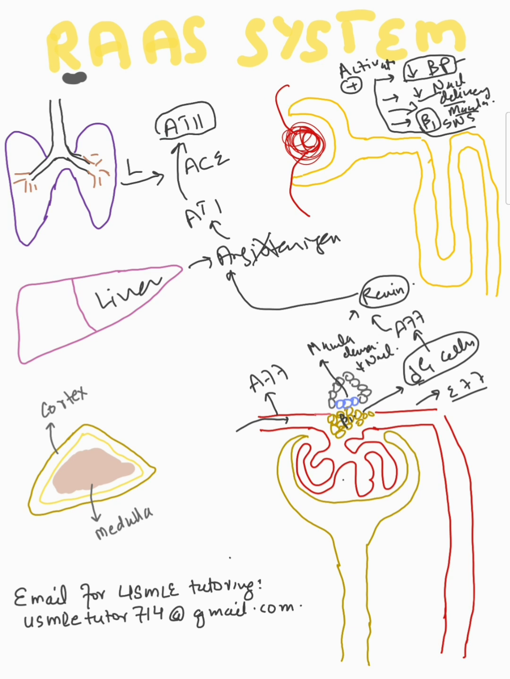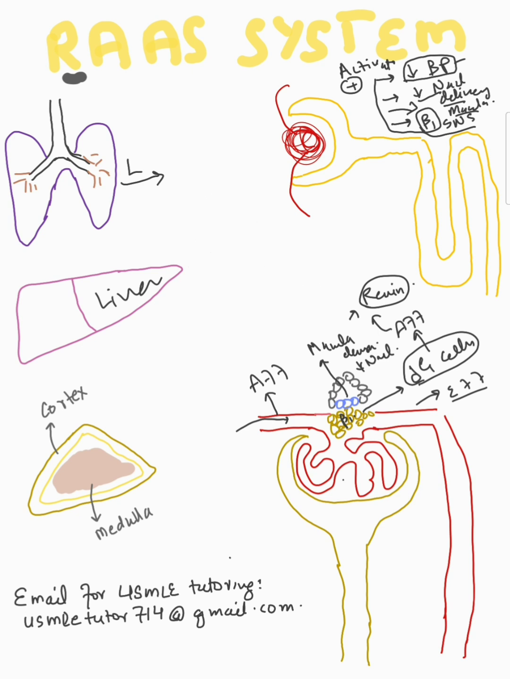Now, let me erase this and talk about what the RAAS system is going to do. So you need to know all of the mechanisms: how renin leads to angiotensinogen, where angiotensinogen comes from, then how angiotensin 2 forms, where angiotensin 2 comes from, and how it is formed, and it's in the lungs. The ACE enzyme, the angiotensin converting enzyme, is in the lung. You need to know all of the origins of these things, like what synthesizes these enzymes.